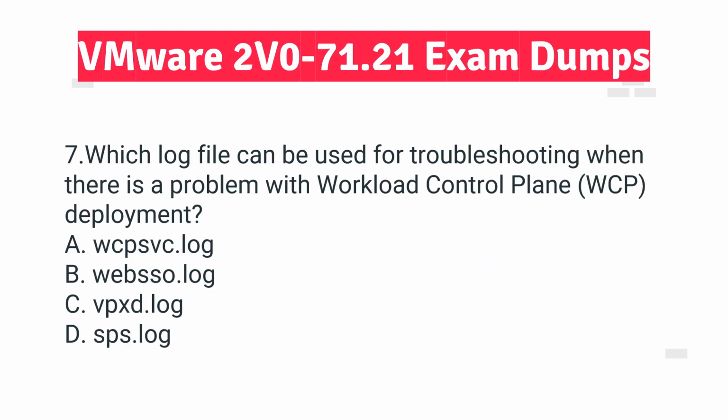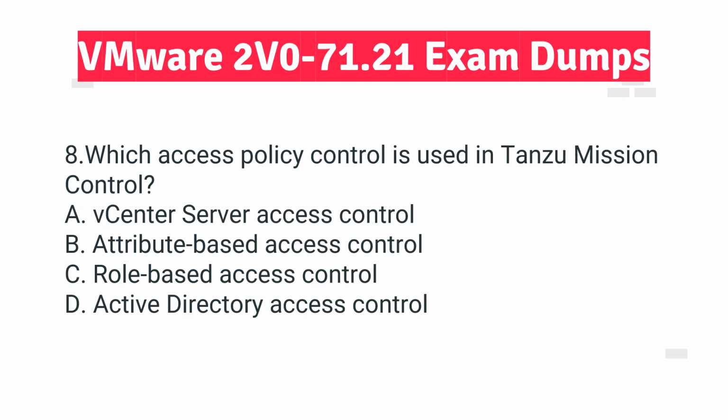7. Which log file can be used for troubleshooting when there is a problem with workload control plane (WCP) deployment? A. WCPSVC.log. B. Websso.log. C. VPXD.log. D. SPS.log.